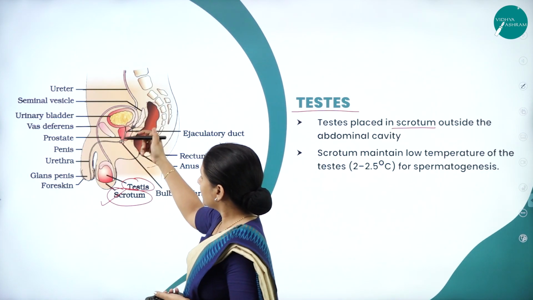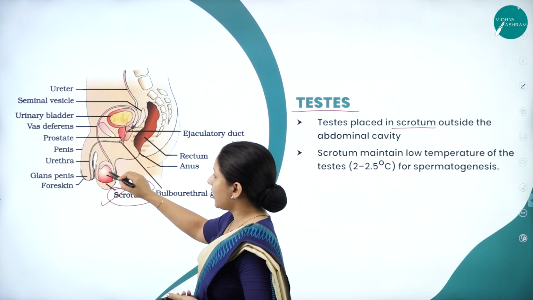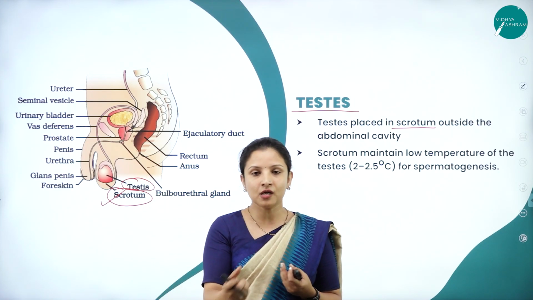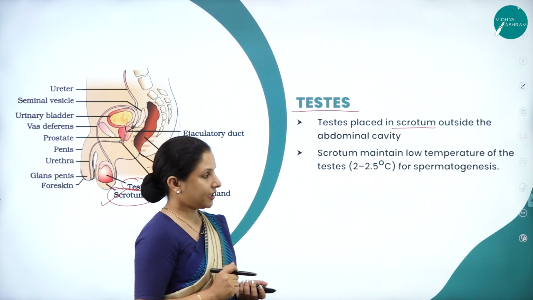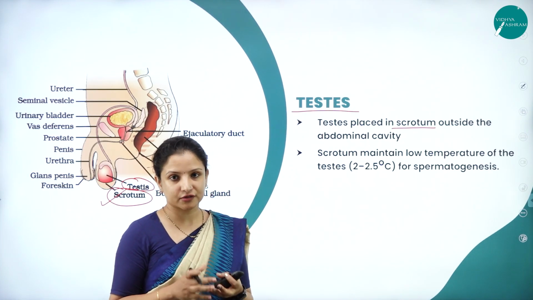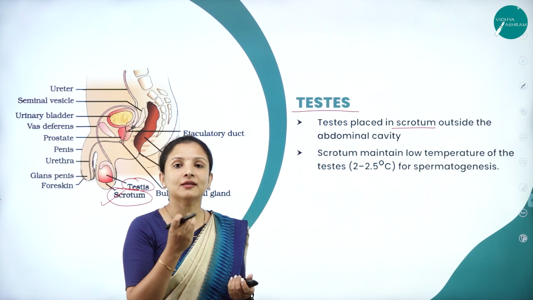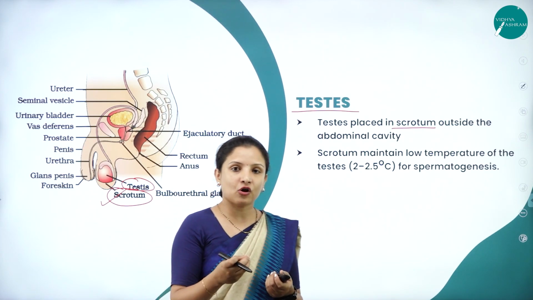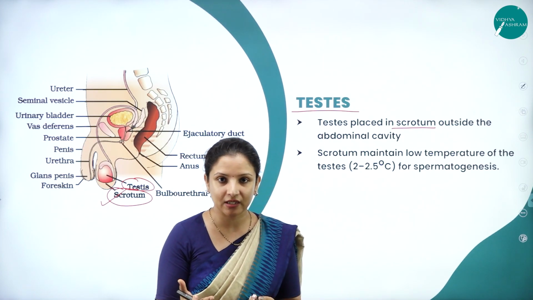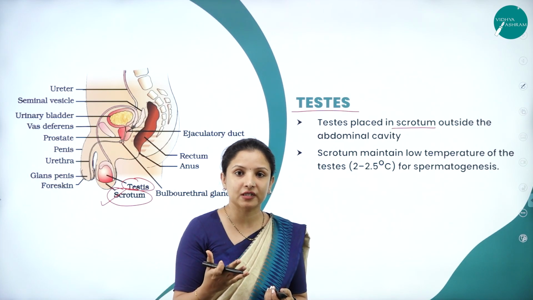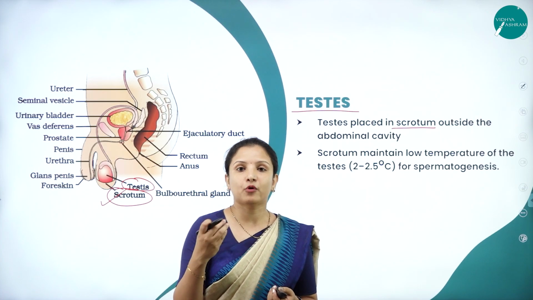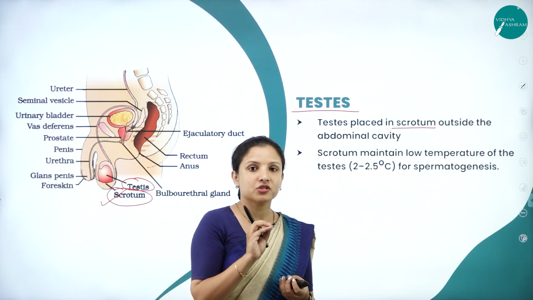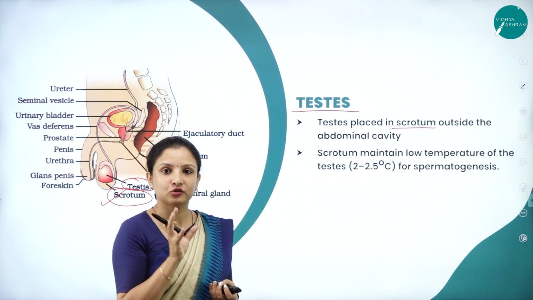And you can see the scrotum, it forms a continuity with the abdomen and it hangs out of the abdomen. It is present outside the abdominal cavity, and the main function of the scrotum is to maintain the temperature of the testis, because the sperms get disintegrated, or can become infertile if the temperature exceeds the normal body temperature, or a certain temperature should be there for the sperms to be active.